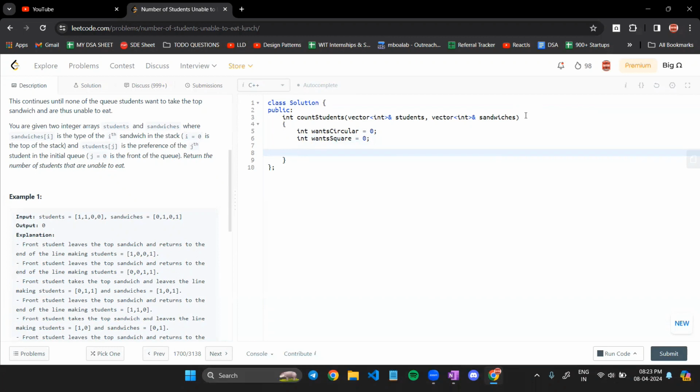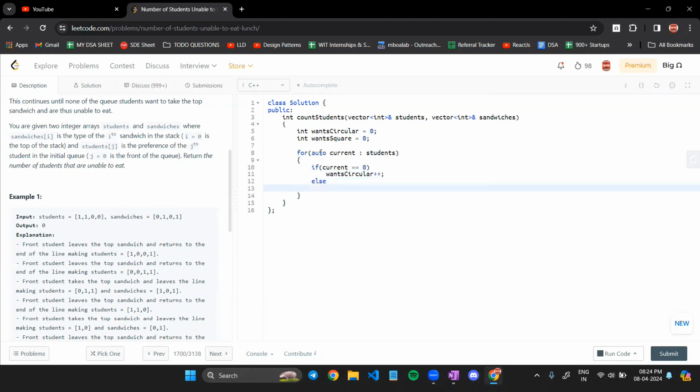Now, initially, what is our first step? Our first step is to iterate over the students array in order to calculate how many students want a circular sandwich and how many students want a square sandwich. So let's do this. For auto current : students, we will say that if current equals 0, what does it mean? It means that the current sandwich is a circular sandwich. So what we will do? We will increment one circular count. So we will say wants circular plus plus.